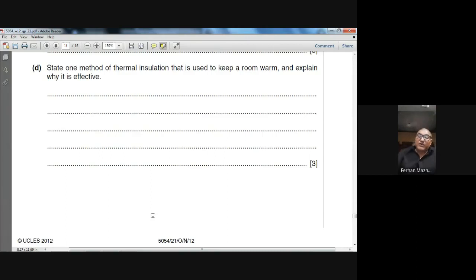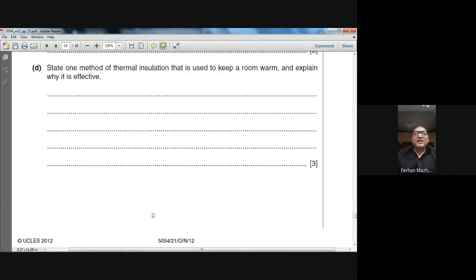So if you put a carpet on the floor, the carpet has fibers, it has trapped air in it, which is a bad conductor of heat. So the carpet will not let the heat be absorbed by the ground.